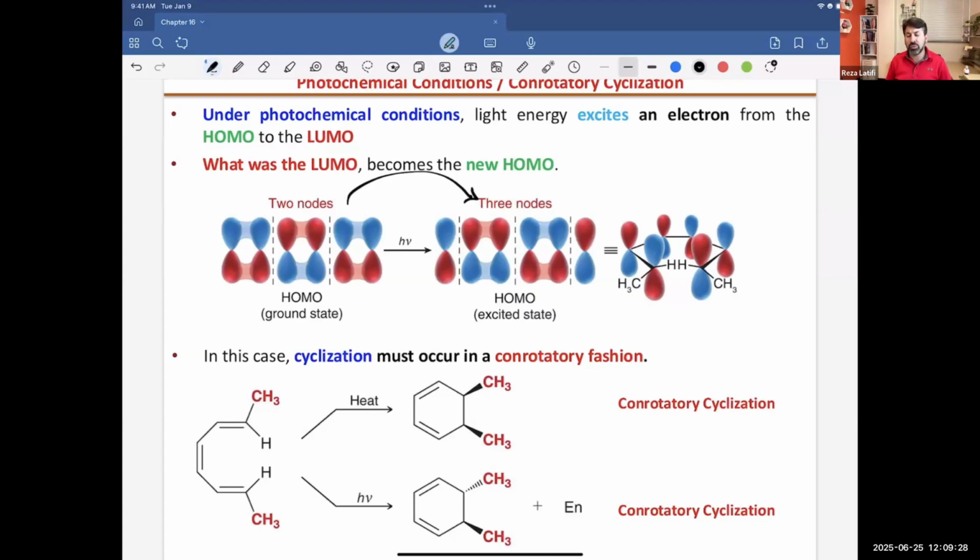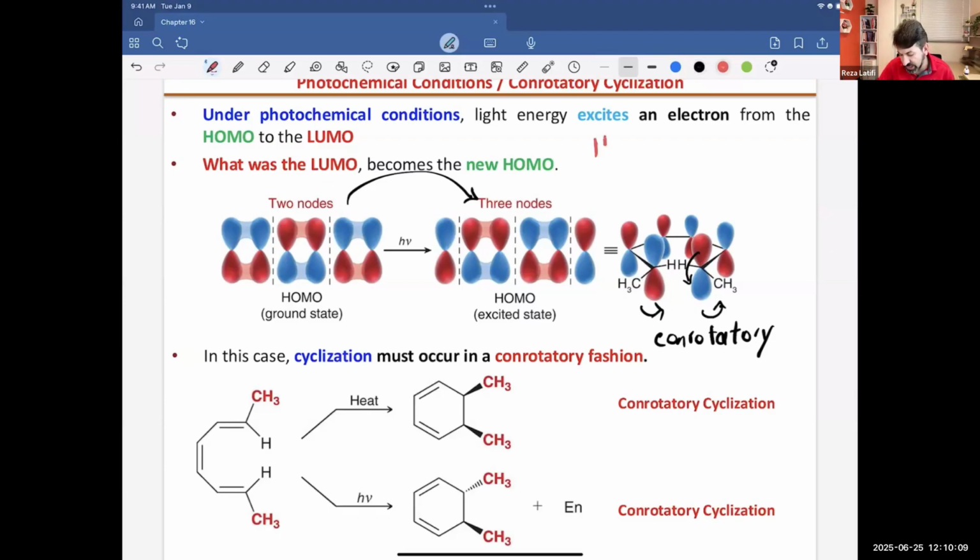And now, when I want to have a sigma interaction, the first one on the left, I'm going to move counterclockwise. And how about this one? This one also, I'm going to move counterclockwise. So the rotation, again, is going to be the same direction, and I'm going to call it conrotatory. Whenever we have light, the rotation will be conrotatory if you're dealing with 6 p orbitals.